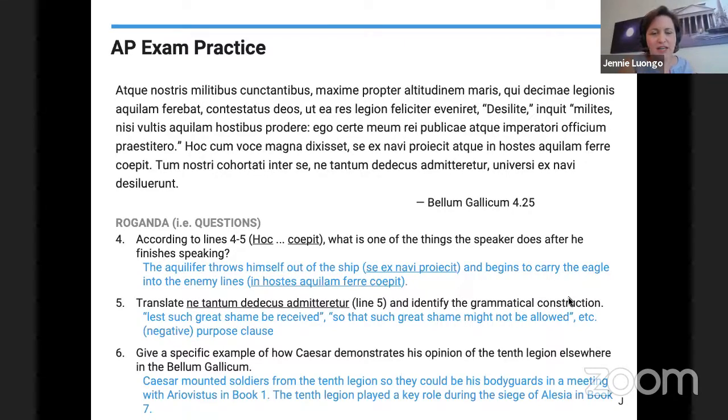All right, translate ne tantum dedecus admitteretur and the grammatical construction. So, lest such a great shame be received or be given up.